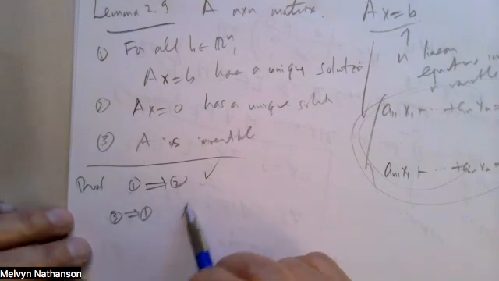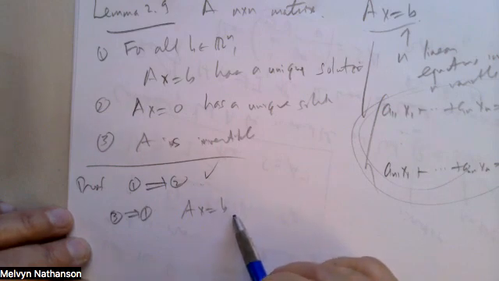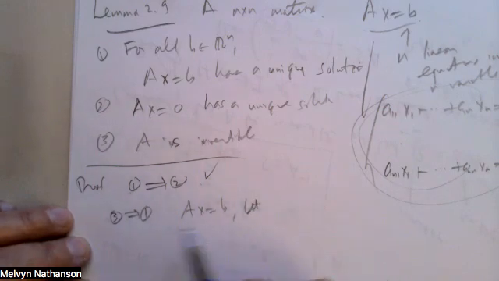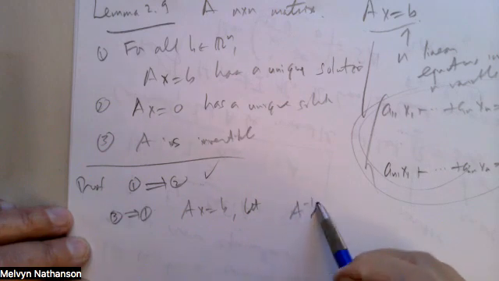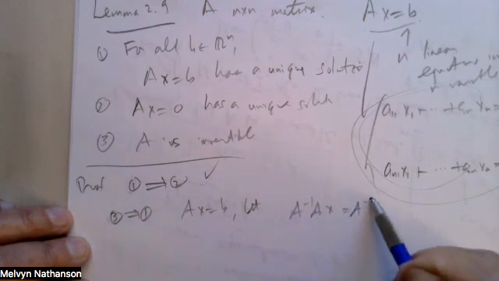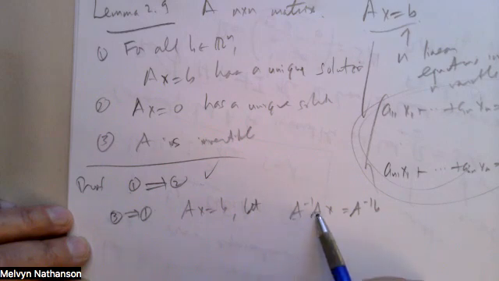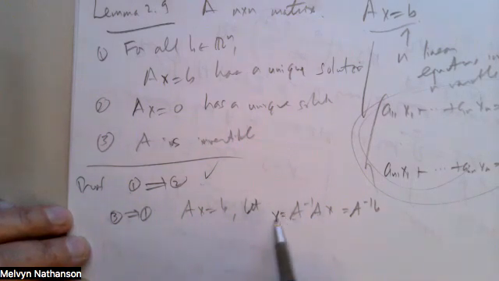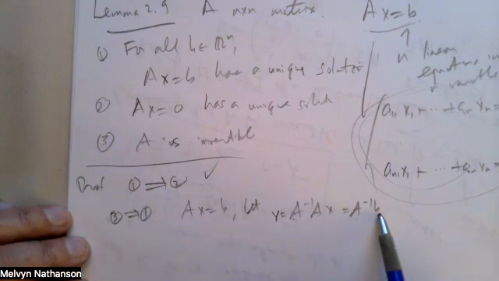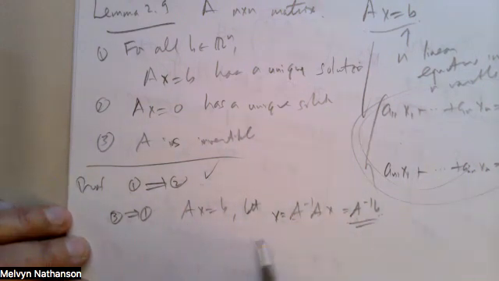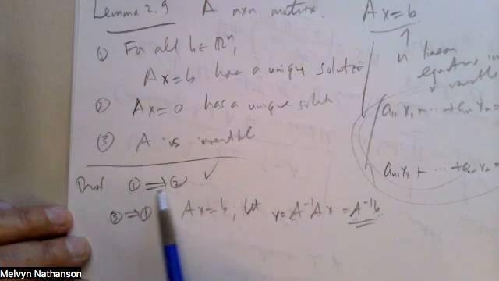If you want to solve AX equals B, multiply by A inverse: A inverse AX equals A inverse B, but A inverse A is the identity. So if you let X be equal to A inverse B, A times A inverse B is the unique solution. If A is invertible, taking X to be the vector A inverse B gives one and only one solution of that equation. So 1 implies 2, and 3 implies 1.